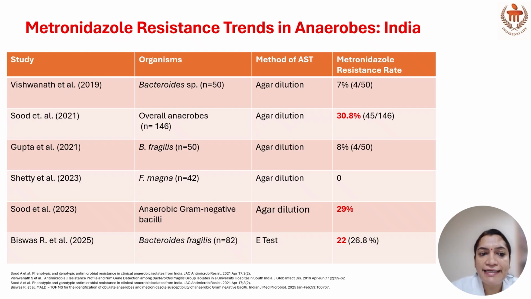In our center, we have conducted two studies on Bacteroides species and Finegoldia magna. Our metronidazole resistance rate in our setup is less than 8%. At the same time, there are studies done in other parts of India where they have come across a 30.8% resistance rate in their setup. Another study done in 2025 on the Bacteroides fragilis group reported around 26.8% resistance rate in their setup.